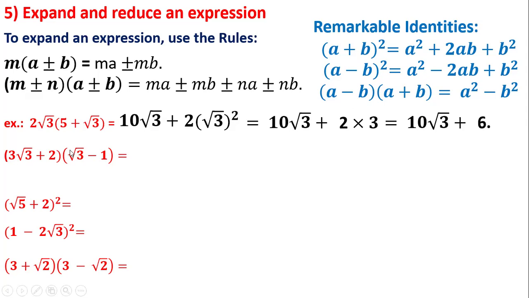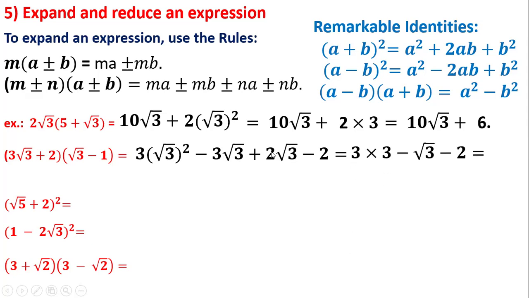We apply this rule: the first by the first, the first by the second, the second by the first, and the second by the second. So we get this answer. Now, radical 3 squared, the squared cancels the radical, it gets out as 3. Minus 3 radical 3 plus 2 radical 3, since they have the same radicands, we can subtract them. Minus 3 plus 2 is minus radical 3.